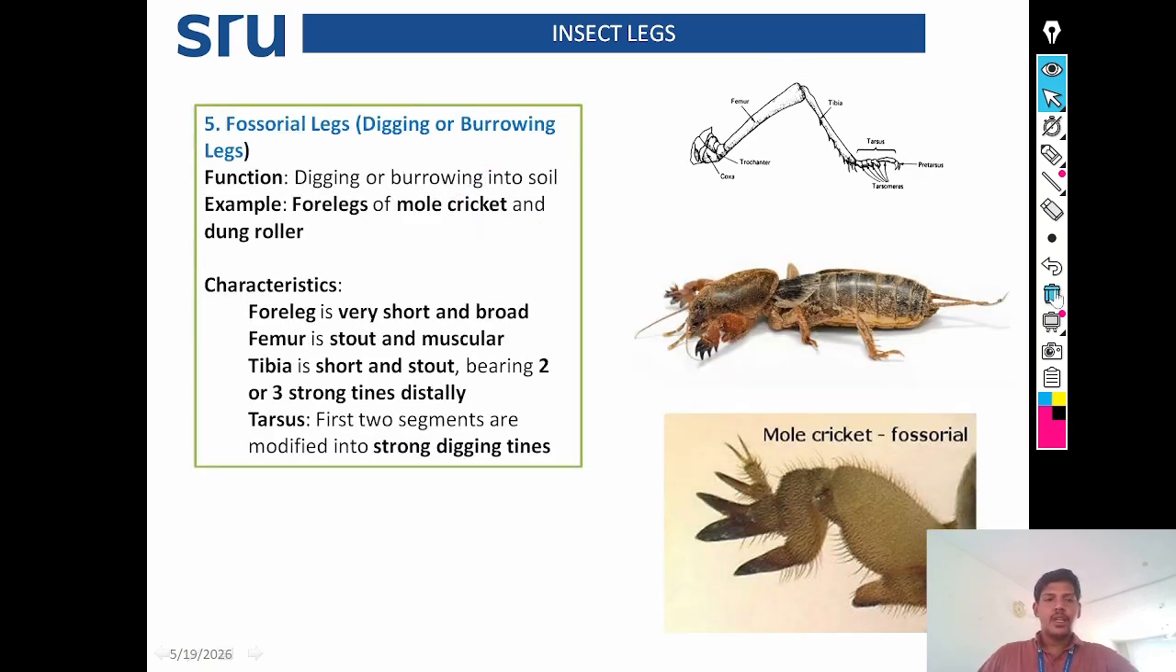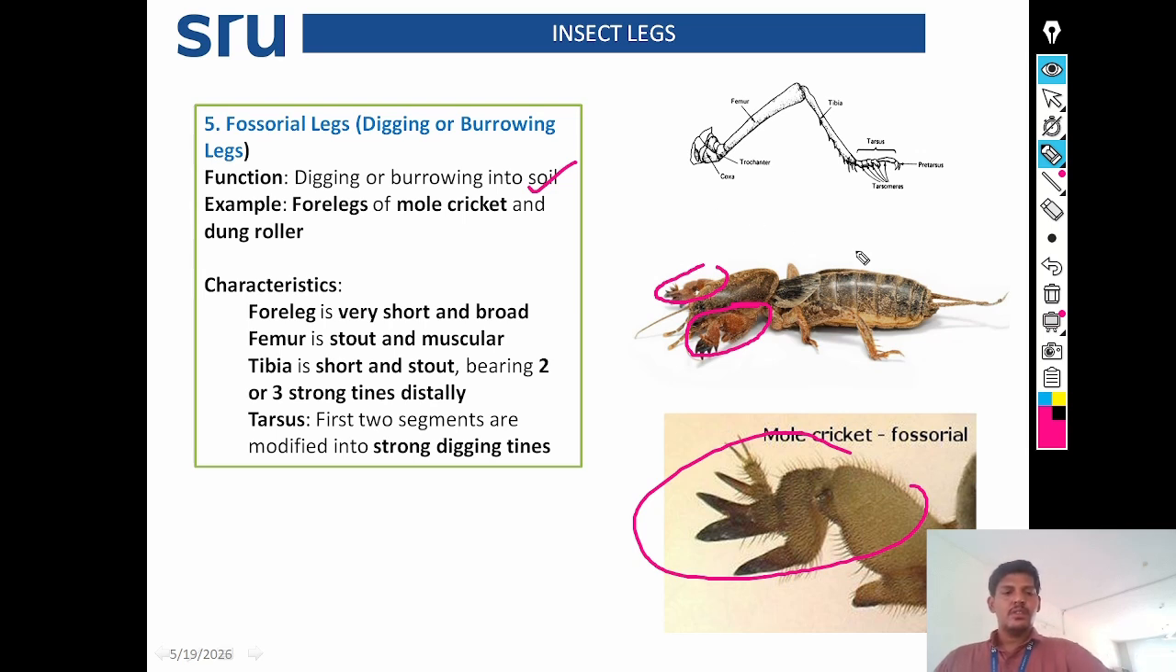Next, fossorial legs are digging legs. See, these are the four legs of the mole cricket. They are the fossorial legs, digging legs, burrowing legs. Their function is digging or burrowing into the soil. So these are there in mole cricket.